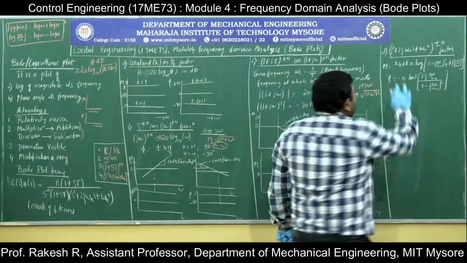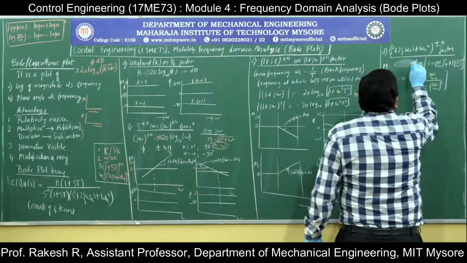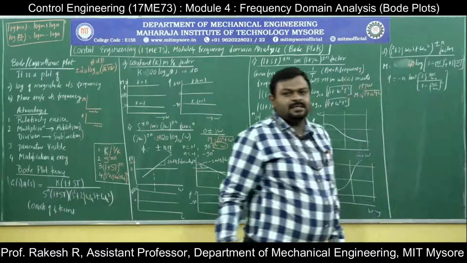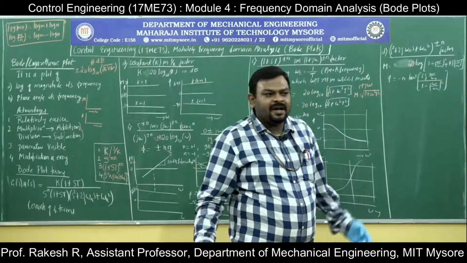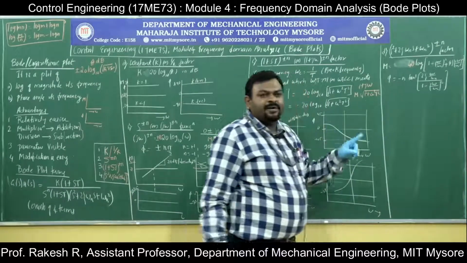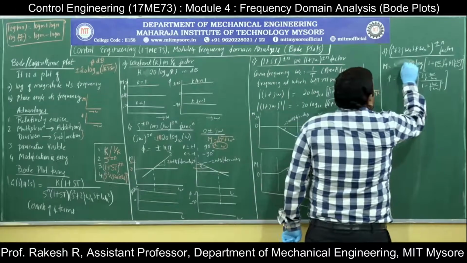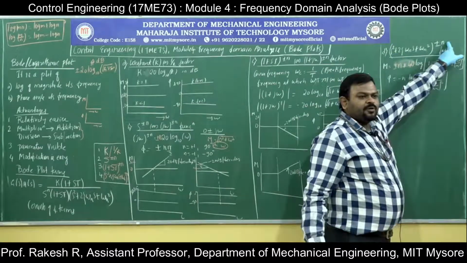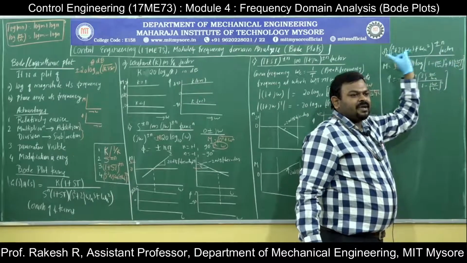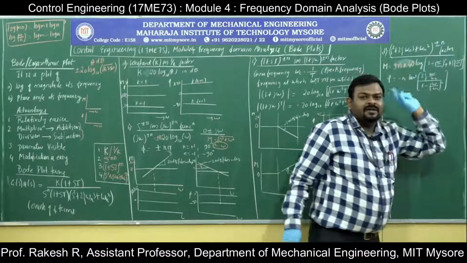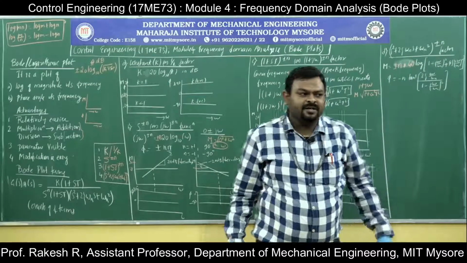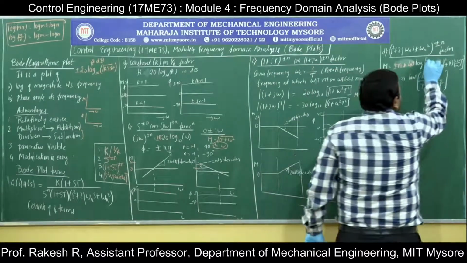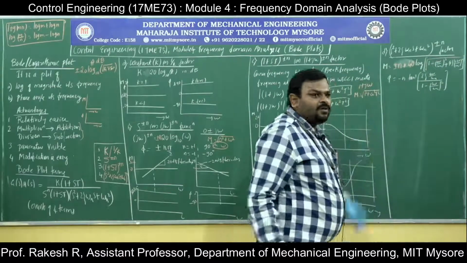But here there can be any number n, for example (s square plus 1) whole square. What is the magnitude calculation? Again, you multiply the index, plus or minus n. For s square, if the power n is 2, 2 into 40. For s square, if the power is 3, 3 into 40. Since it is s square, it is 40 log 10. But how to calculate this part? This part is very important. There will be one root here. I will tell you how to solve that.